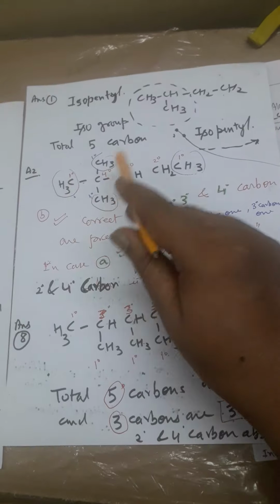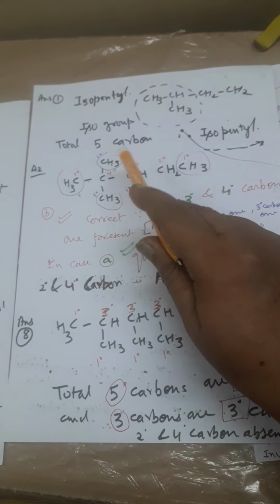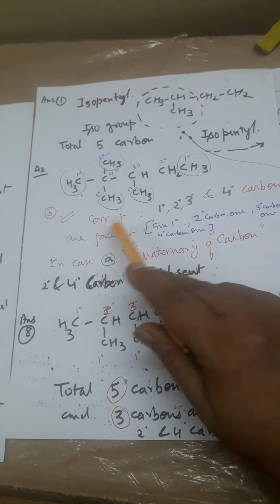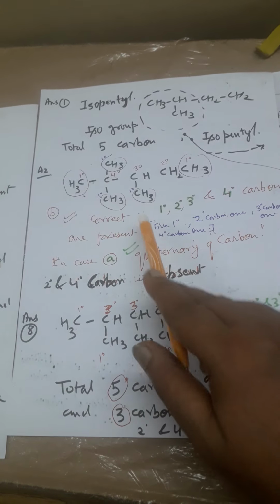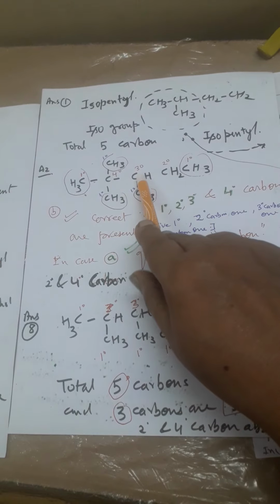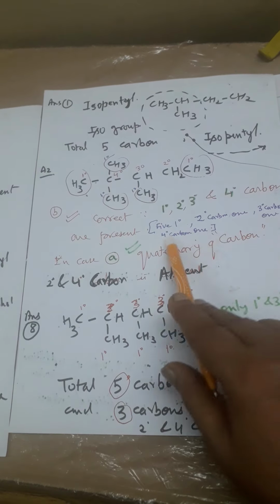Clear? So for 2, answer A is correct. It is having all types of degree carbon. So I told you the correct answer. Now how many 1 degree carbons? 1, 2, 3, 4, 5. 5 1 degree carbons, and only 1 2 degree carbon, 1 3 degree carbon, 1 4 degree carbon. So I have written that.